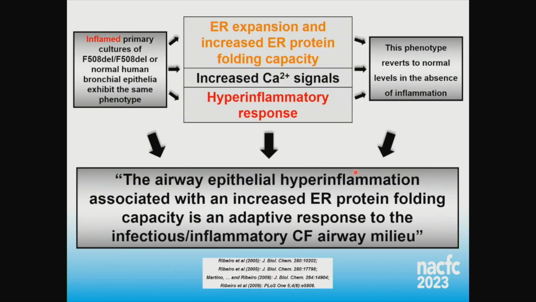Also in vitro, we found that if we inflamed normal airway epithelia or 508del airway epithelia, either way, they would have the same phenotype. The phenotype consisted of ER expansion and increased ER protein folding capacity that would lead to increased calcium signaling from the ER and a hyperinflammatory response. However, when the inflammation subsided, if we left the cells long enough away from the inflammatory stimulus, they would revert back to normal. So all these findings led us to consider that the airway epithelial hyperinflammation associated with an increased ER protein folding capacity was an adaptive response to the infectious and inflammatory CF airway milieu.